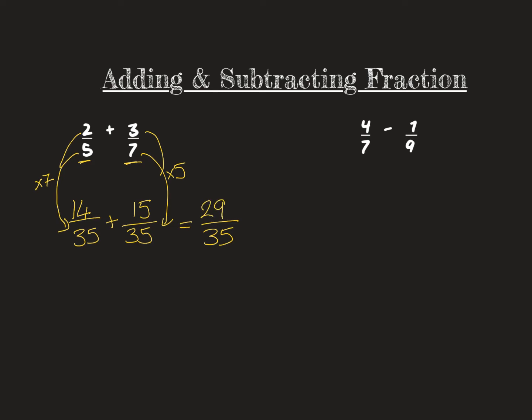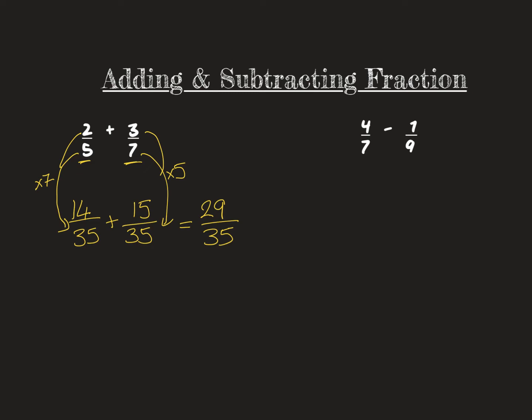Now, you should always simplify your answer if you can. In this case, 29 over 35 can't be simplified. There's nothing divides into 29 and 35. So that will be it in its simplest form, and that's the question completed.